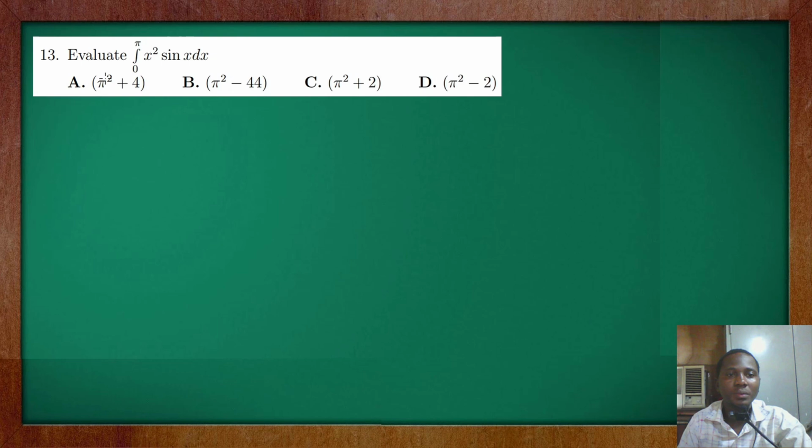In this question, we have to evaluate the integral from 0 to pi of x squared sine x dx. Now for us to evaluate this, we need to use integration by parts. Now you recall that from your conventional integration by parts, let's say you have the integral of u dv. The integral of u dv itself is what? uv minus the integral of v du.